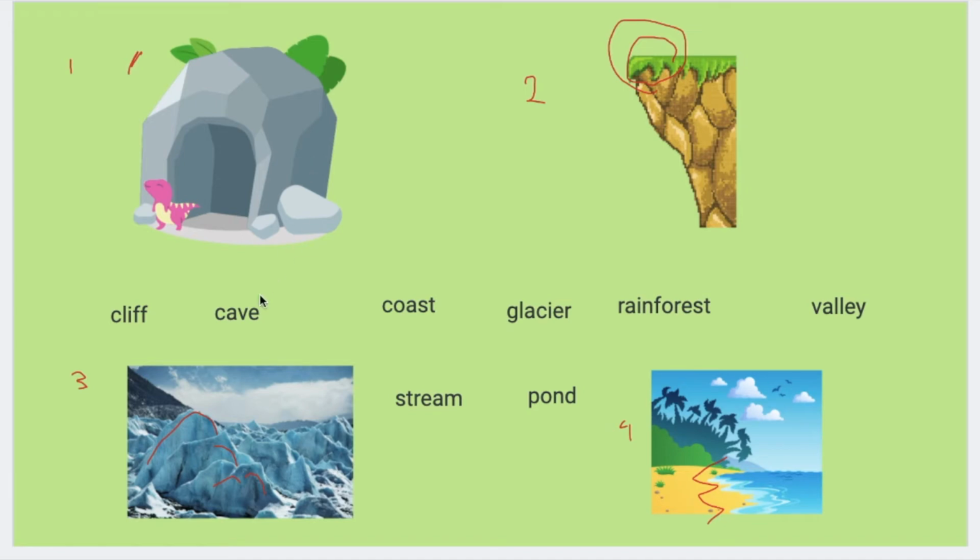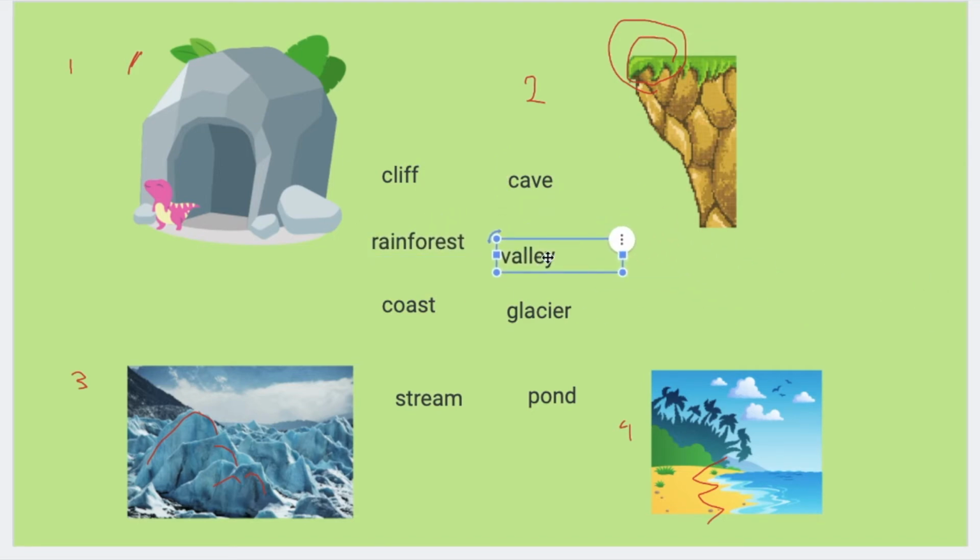So for the first picture, it will be either a cave, a cliff. I give you a hint: a cave, rainforest, or valley, as all of this part is related to the water. We have coast, glacier, stream, and also pond. So the first picture is a place where, when we enter and speak, it produces echoes. What would be the place?